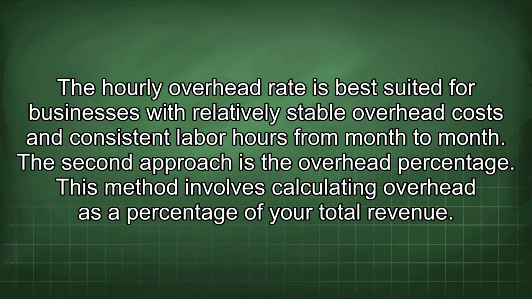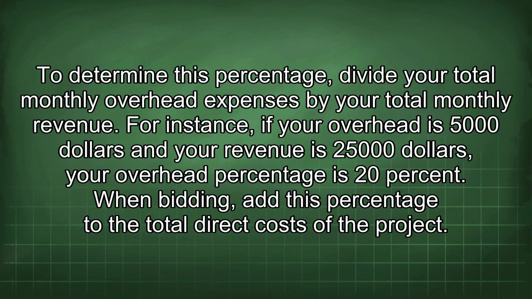The hourly overhead rate is best suited for businesses with relatively stable overhead costs and consistent labor hours from month to month. The second approach is the overhead percentage. This method involves calculating overhead as a percentage of your total revenue. To determine this percentage, divide your total monthly overhead expenses by your total monthly revenue. For instance, if your overhead is $5,000 and your revenue is $25,000, your overhead percentage is 20%. When bidding, add this percentage to the total direct costs of the project.